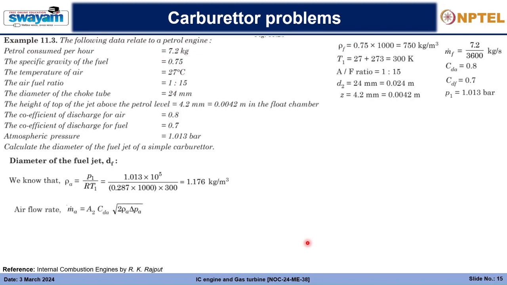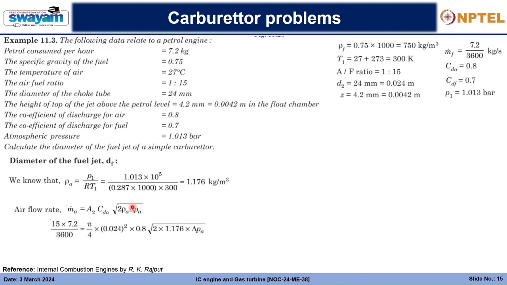Next, we calculate the mass flow rate of air. The mass flow rate of air is given as the product of the area of the throat, the coefficient of discharge at the venturi throat, and the square root of the product of 2, the density, and the depression across the throat, delta PA.